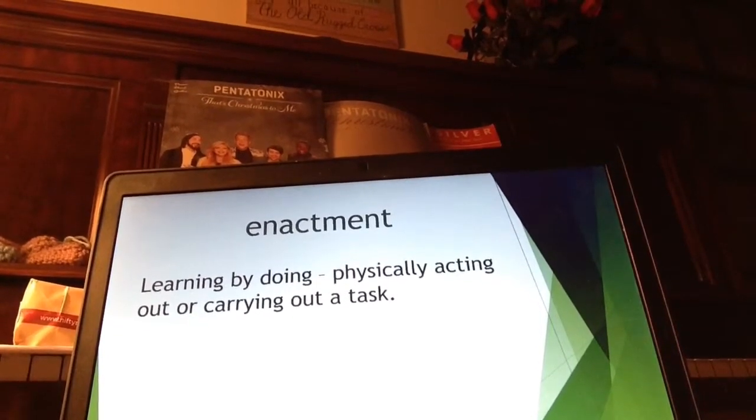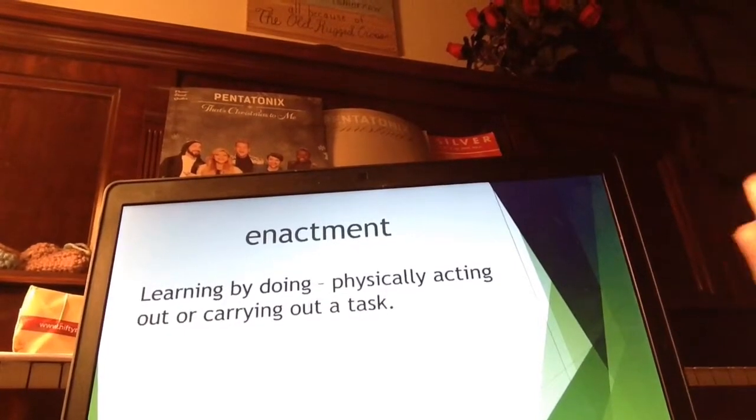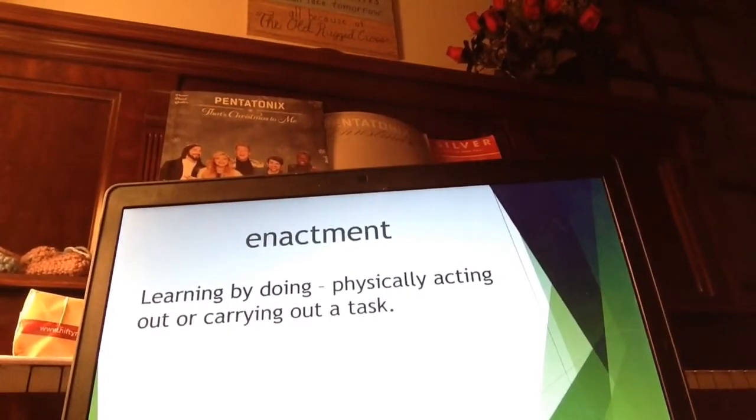Enactment is learning by doing, so acting, just like the word says right in the middle of it. So physically acting out or carrying out a task.